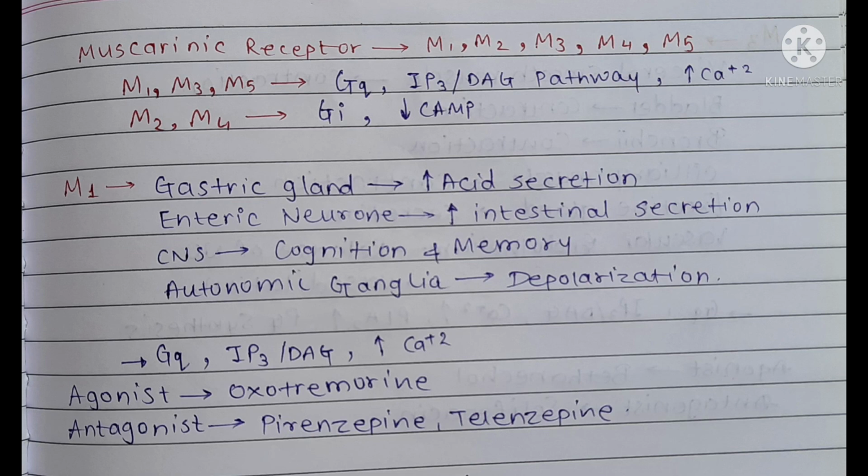Okay, let's see the function and location of the M1 receptor. In gastric glands, it increases acid secretion. At enteric neurons, it increases intestinal secretion. In the CNS, it works as a cognition and memory enhancer. Then at autonomic ganglia, depolarization. It is Gq coupled, working by the IP3-DAG pathway, that is by increasing the intracellular calcium ion concentration. Oxotremorine is an agonist while pirenzepine and telenzepine are antagonists of the M1 receptor.